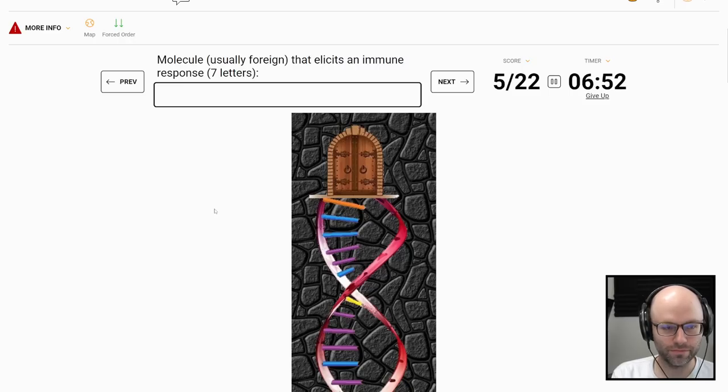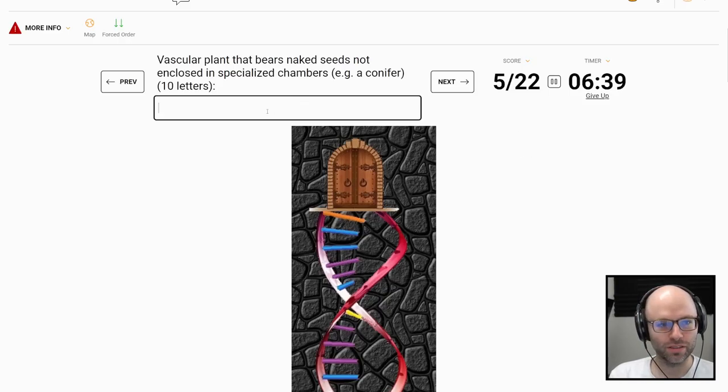Molecule that elicits an immune response. What is unwelcome? What is it? Bacteria? It's not a. I mean, I know it's a pathogen. Pathogen. I pass. I'm passing on this one.